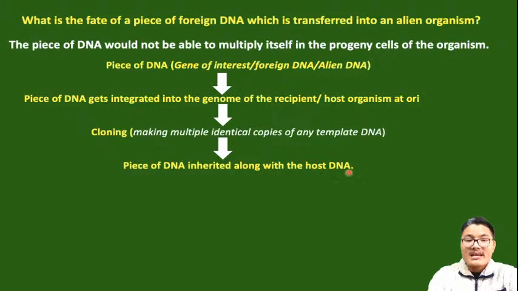So we can say that what is going to happen with a piece of foreign DNA or piece of desirable DNA which is introduced into the host cell organism is, first, there is integration or joining of the gene of interest with the host cell genome at the ori site. And after joining at the ori site, you have studied in the earlier chapters, and you may be remembering, the ori site is the region where the replication fork forms, right? And at the ori site, cloning occurs, a multiplication or replication of the DNA occurs.